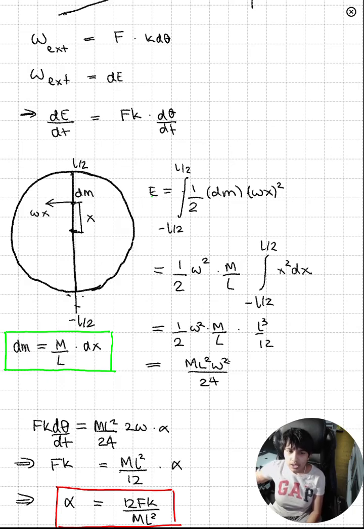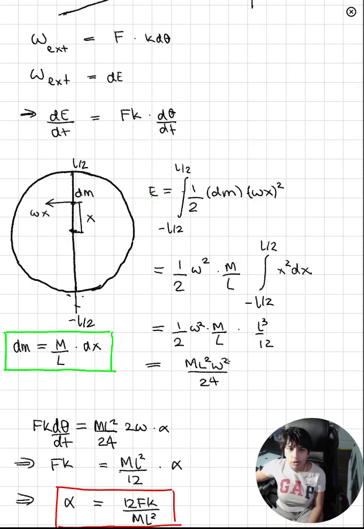But what is dm? dm is m over L times dx. M over L gives us the density of the rod, and dx gives us the small length of the piece of rod that we're taking. Which means we can plug that in and solve our integration. We can take omega squared, m over L, and the half outside, giving us the integral from negative L over 2 to L over 2 of x squared dx. Therefore, we end up getting that the final amount of energy is m L squared omega squared over 24.